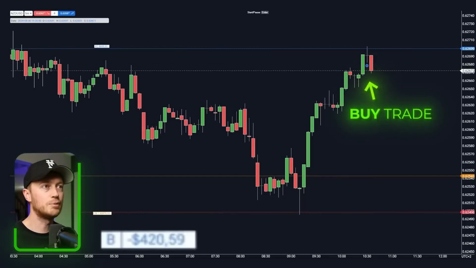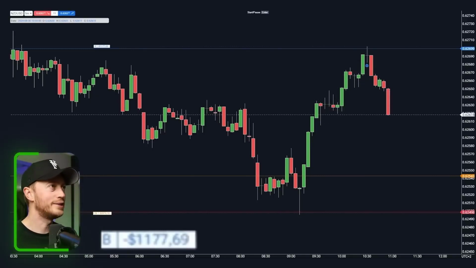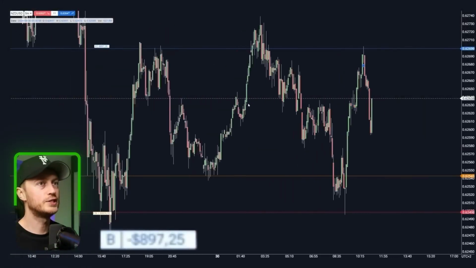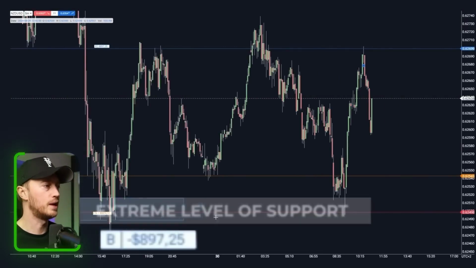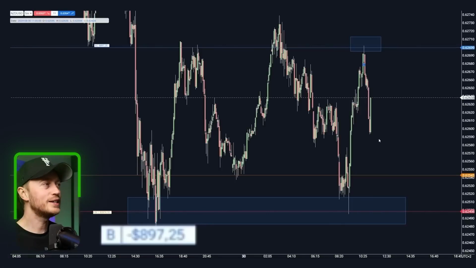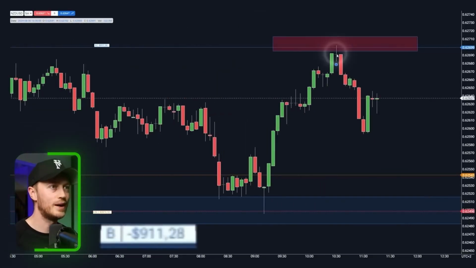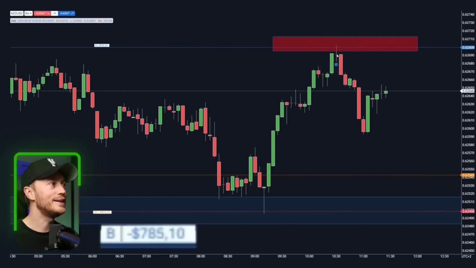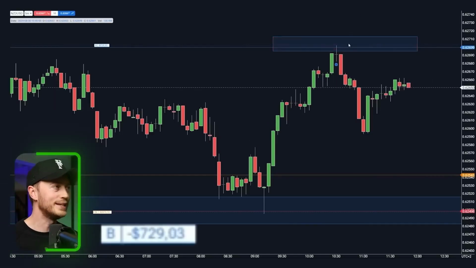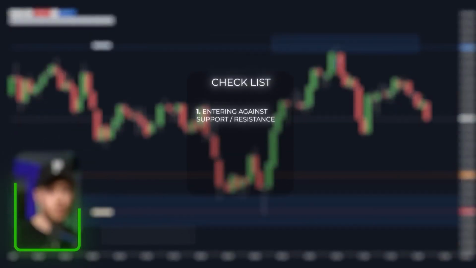So at this level here, I take a buy trade, and you can see almost immediately I'm down around $500 on this position, which leads me to my first problem. If I scroll out right here, you can see at the bottom, I have my extreme level of support, and at the top, I have my extreme level of resistance. As I scroll back in here, you can see we took that position at an extreme resistance level, putting us on the back foot immediately. Ideally, we would want the price to break through that resistance, retest that level, and then push up instead of entering at that level. So my first problem is entering on the wrong side of support and resistance.